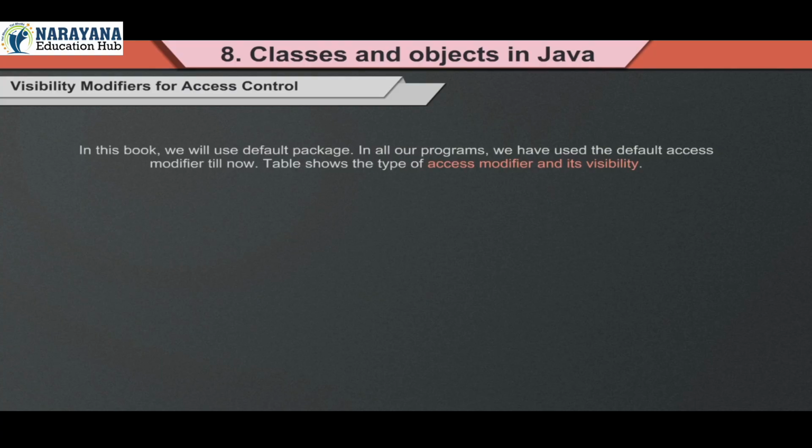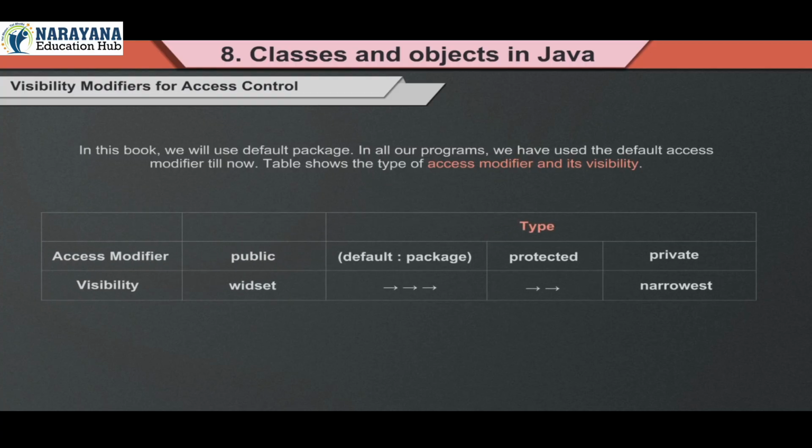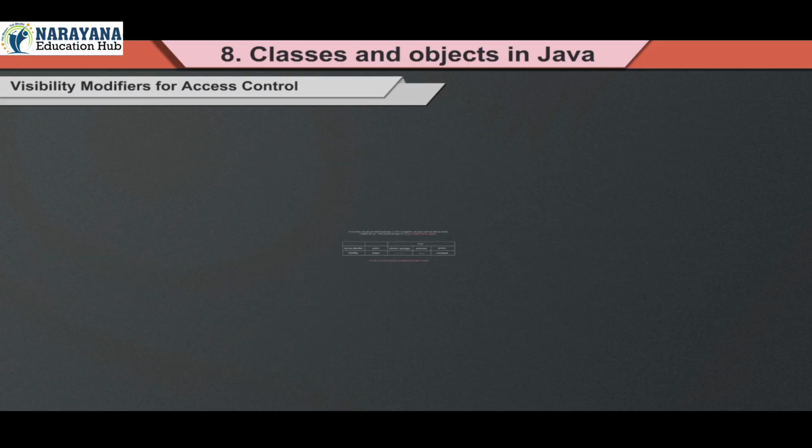This table shows the type of access modifier and its visibility. Access modifier: public, default (package), protected, private. Visibility: widest, then decreasing, down to narrowest. We will now see examples of default and private modifier.